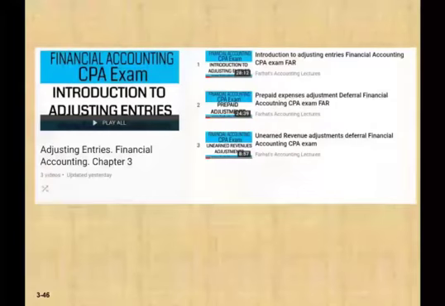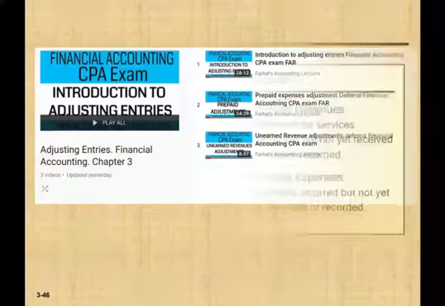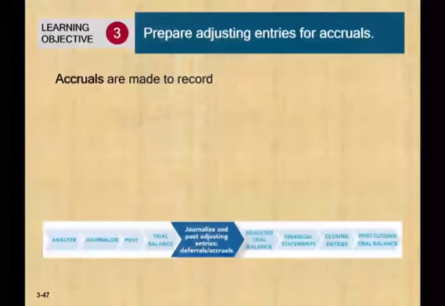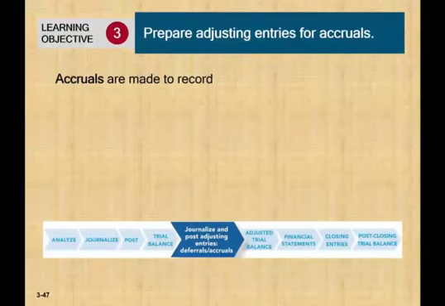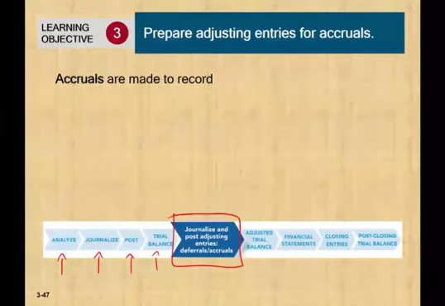Now, obviously, if you want to go back and view the prior sessions, you can. You can have introduction to adjustments, prepaid and unearned revenues, which are deferrals. Now we're going to be moving to work with accrual. Now, bear in mind, so we know where we stand, we analyze transaction, we journalize transaction, we post to the ledger, from the ledger we prepare the trial balance, and now we are working on the step, preparing or journalizing adjusting entries, and specifically for this session for accrual.